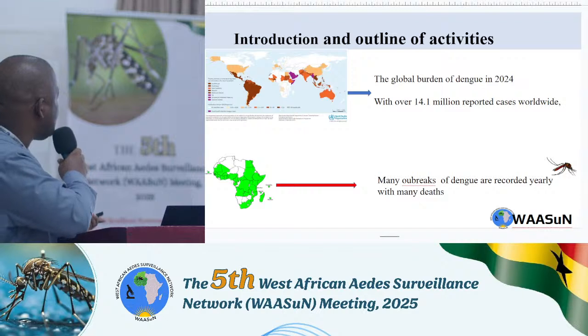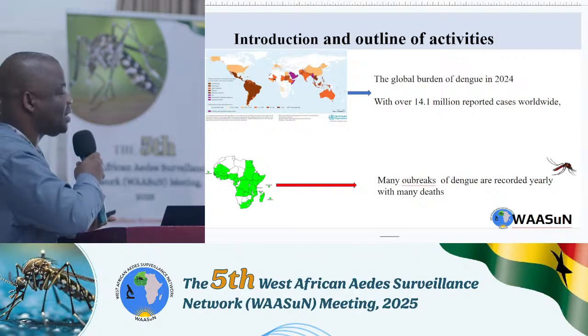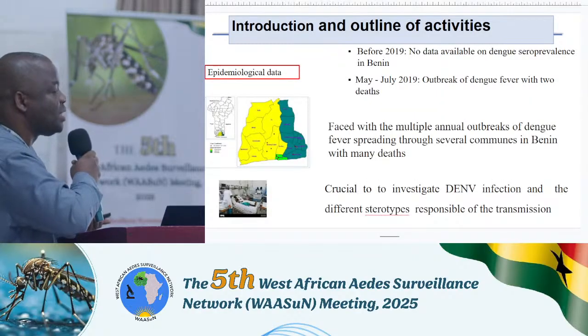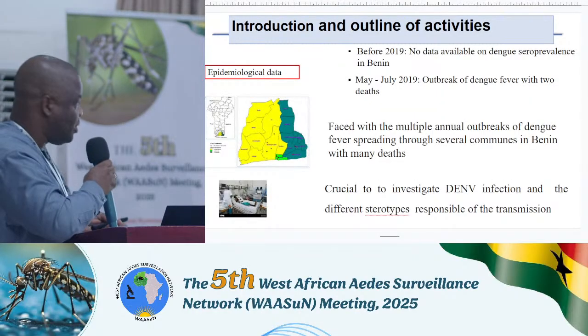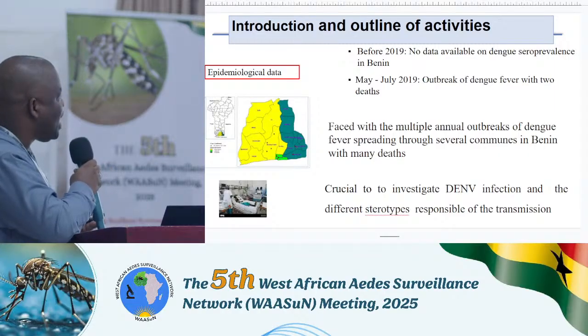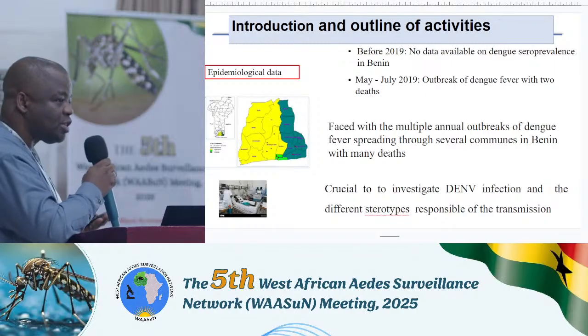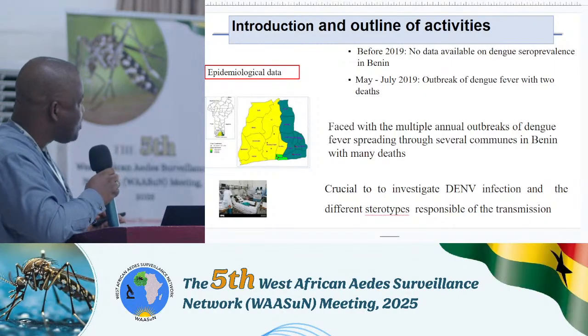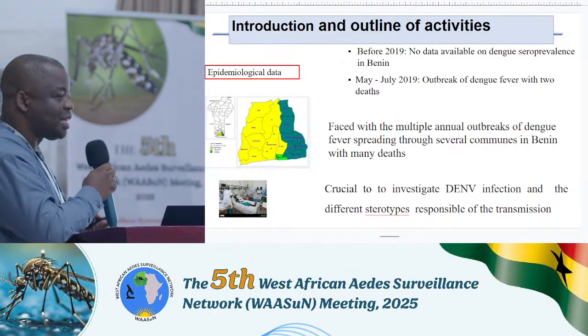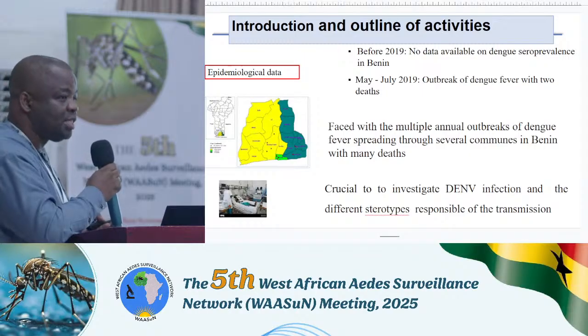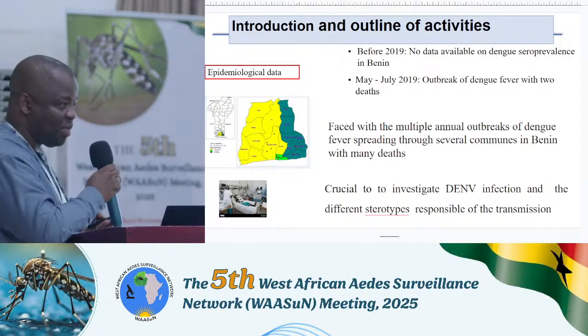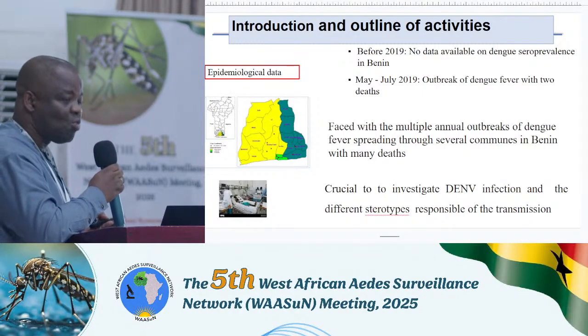In Benin, epidemiologic data showed that before 2019, there was a lack of data on seroprevalence of dengue. However, from May to July 2019, the country faced its first outbreak, where we recorded 500 cases with 30 deaths. This is very bad and very sad. I lost one of my cousins. It was very bad.